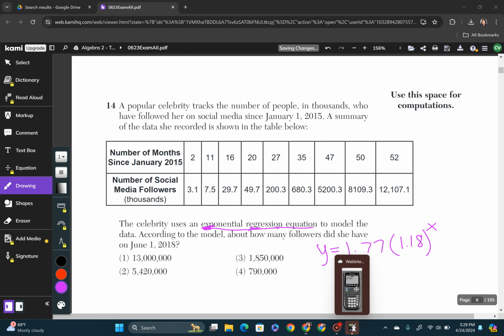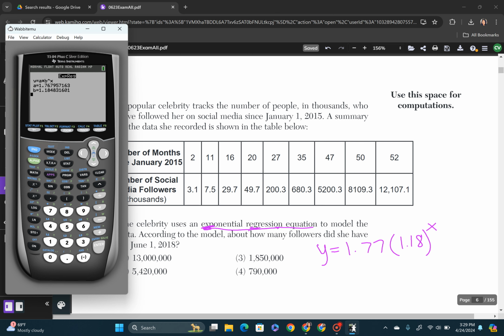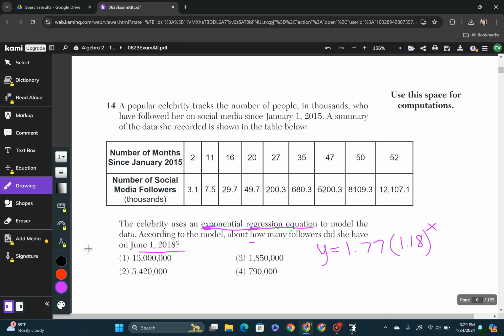Yep. And then it says to you, according to the model, about how many followers did she have on June 1st, 2018? Okay. So this is January 1st, 2015. So how long after that, right? How many months since January 2015 is June 1st, 2018? And that is 40. So we want to plug in, no, that's 41, my bad.